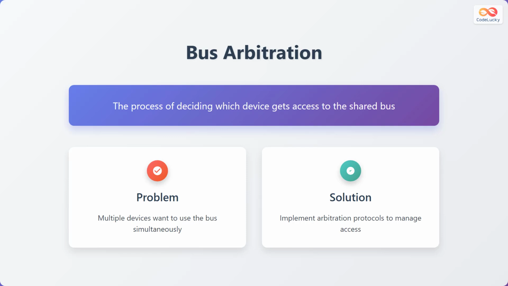Now let's discuss bus arbitration. Bus arbitration is the process of deciding which device gets access to the shared bus. The main problem here is that multiple devices may want to use the bus simultaneously. To solve this, we implement arbitration protocols to manage access and prevent conflicts.